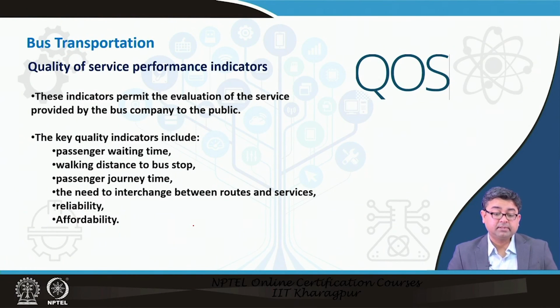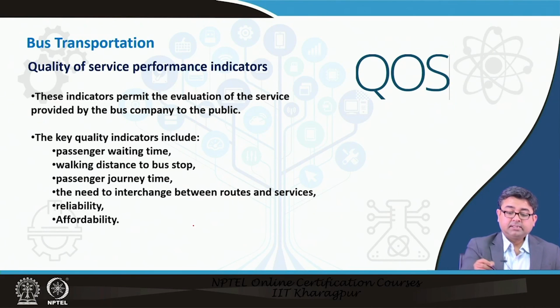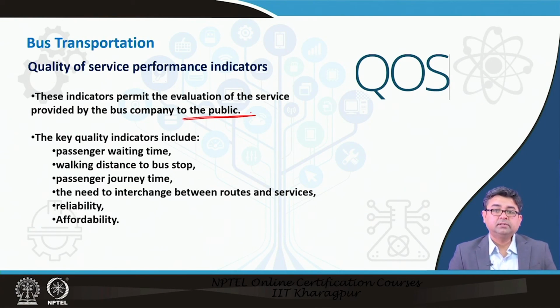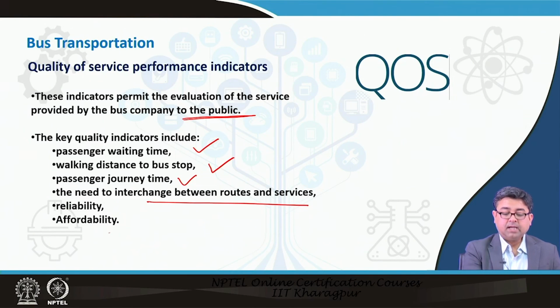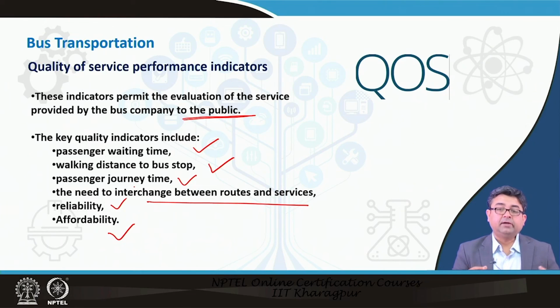Lastly, quality of service performance indicators. These take into consideration what the public thinks about your bus service. There are different quality of service surveys where the public is asked what they think about passenger waiting time, the walking distance to the bus stop, passenger journey time, the need to interchange between routes, and the affordability and reliability. These are different indicators that tell you how well people perceive that the bus service is doing.